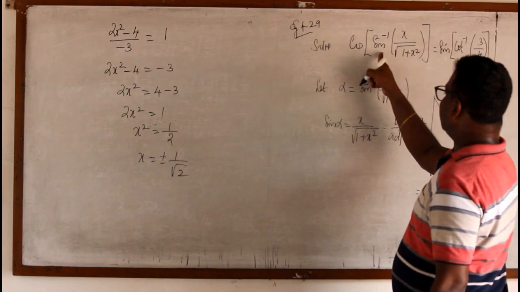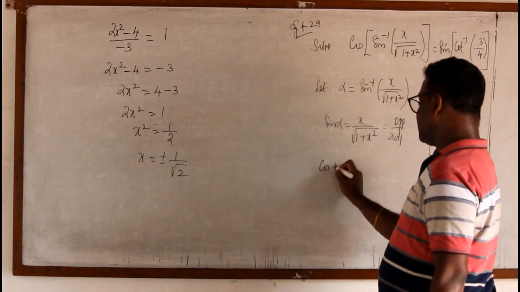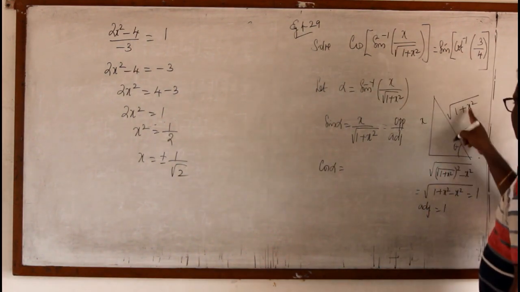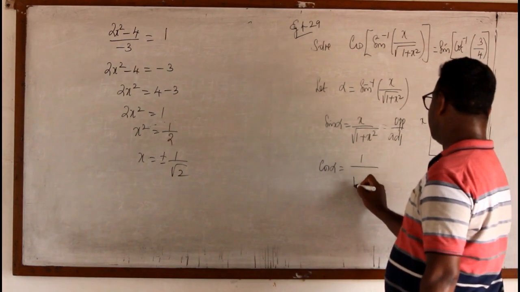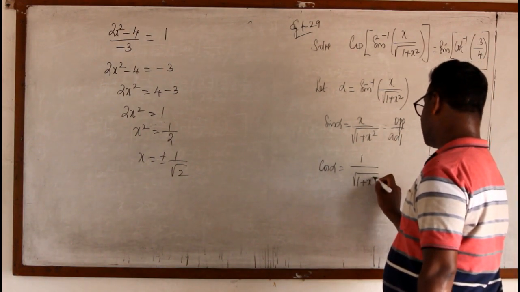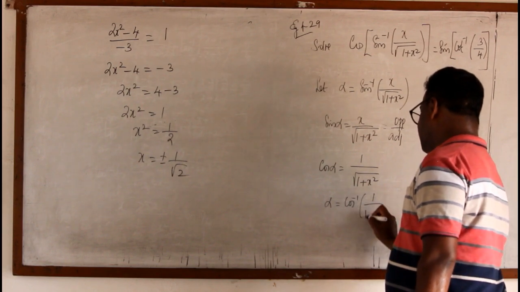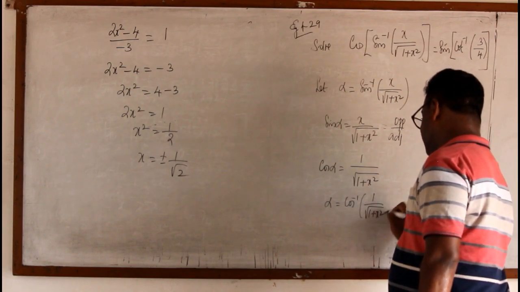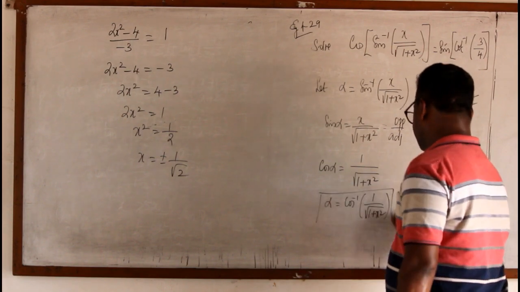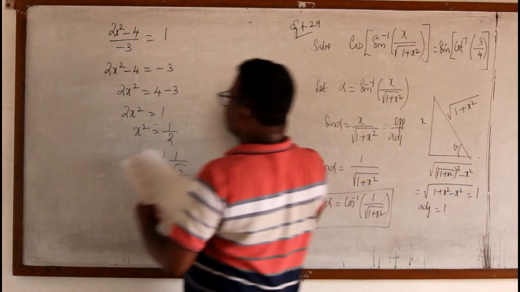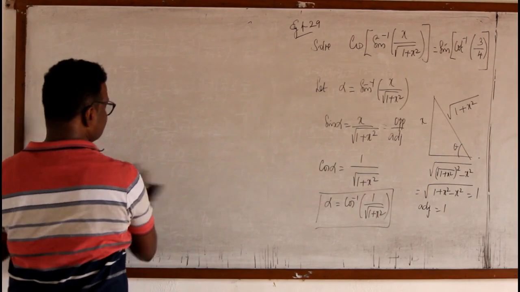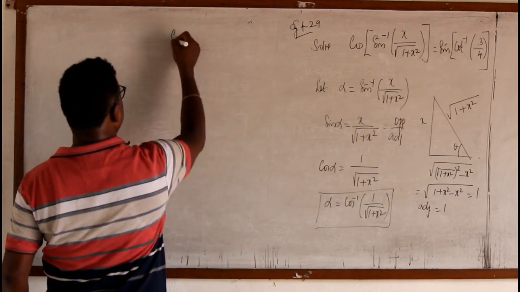Now I need this in terms of cos. So cos alpha is adjacent by hypotenuse, 1 by root of 1 plus x square. So alpha is cos inverse of 1 by root of 1 plus x square. Similarly, that is very simple, even that we should take it out.